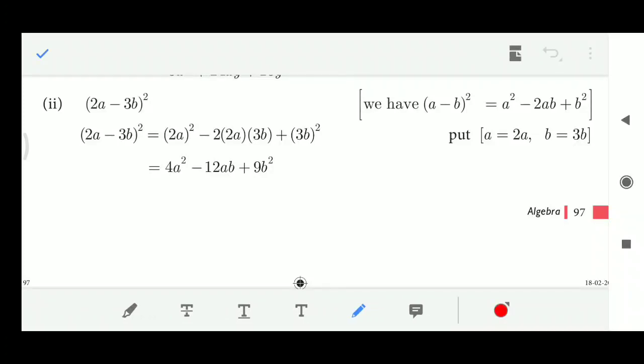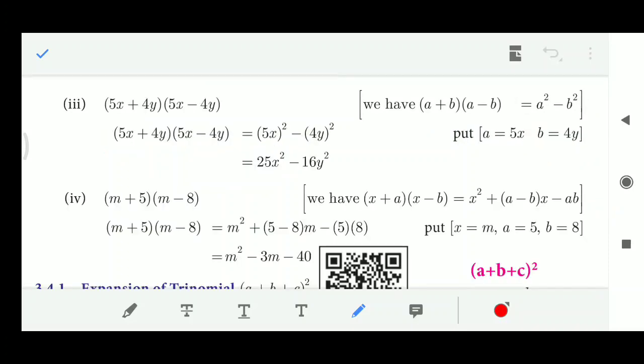Next the second sum, (2a − 3b)², which is in the form of (a − b)², which is equal to a² − 2ab + b². Here in the place of a we have 2a and in the place of b we have 3b. So treat these as a and b and use the identity: (2a)² − 2 × 2a × 3b + (3b)². On simplification you will get 4a² − 12ab + 9b².